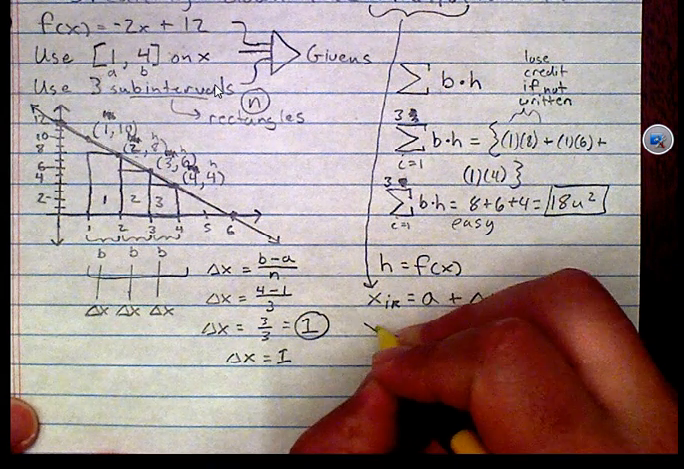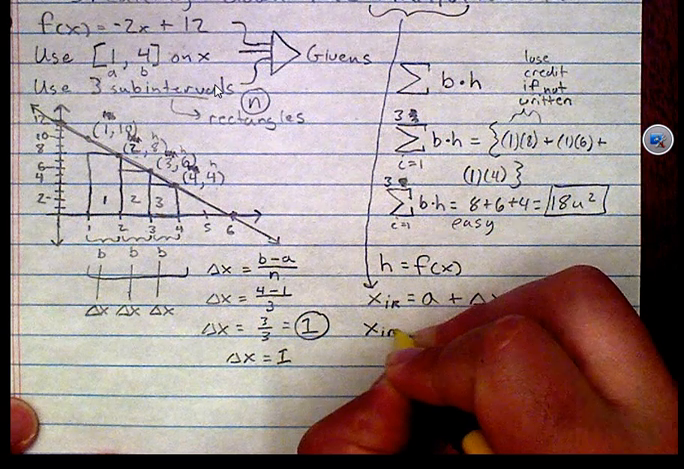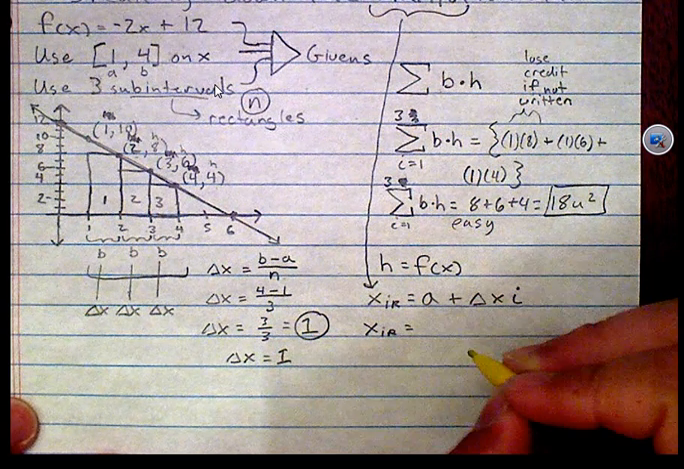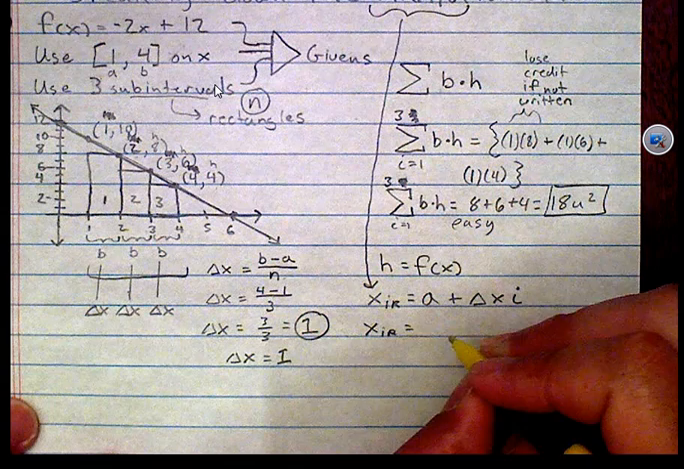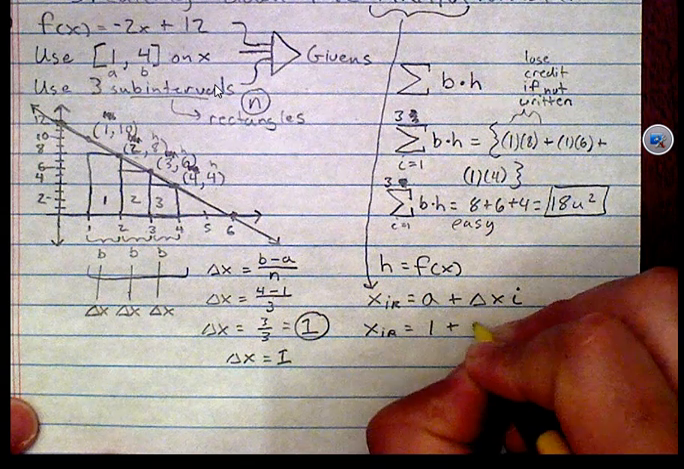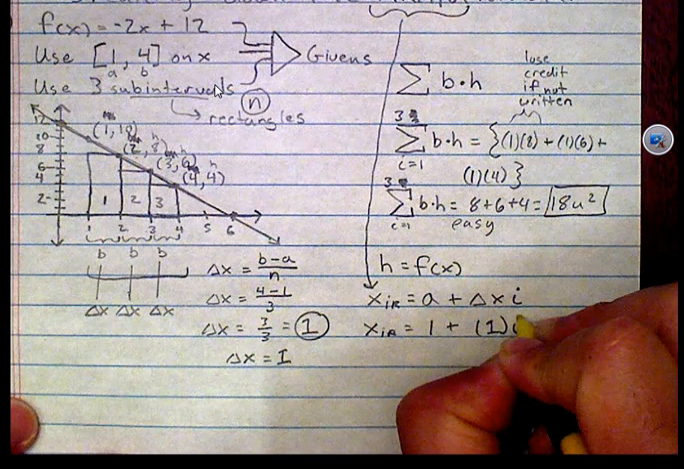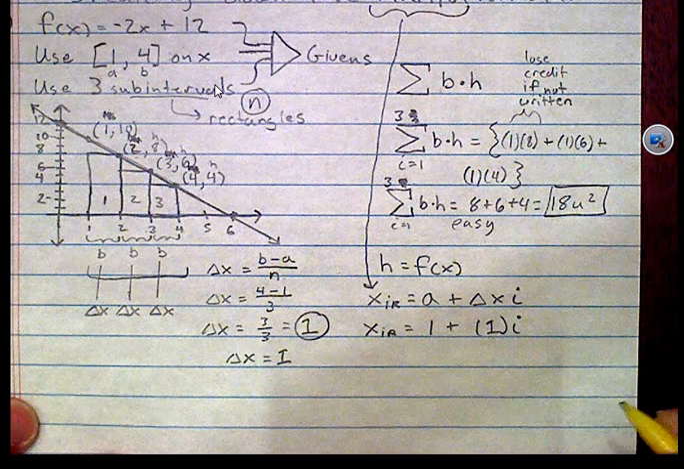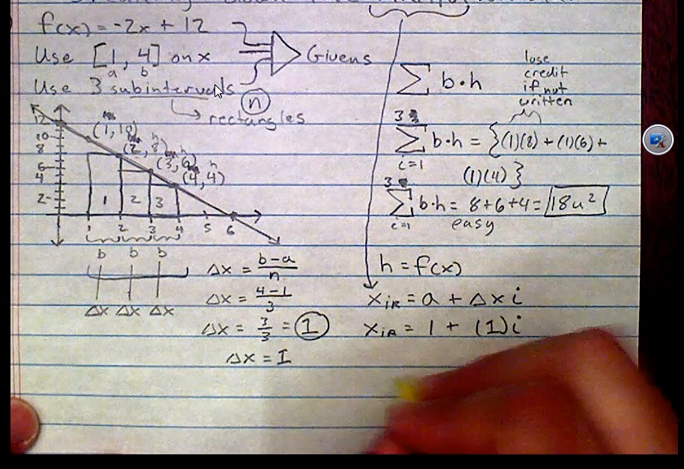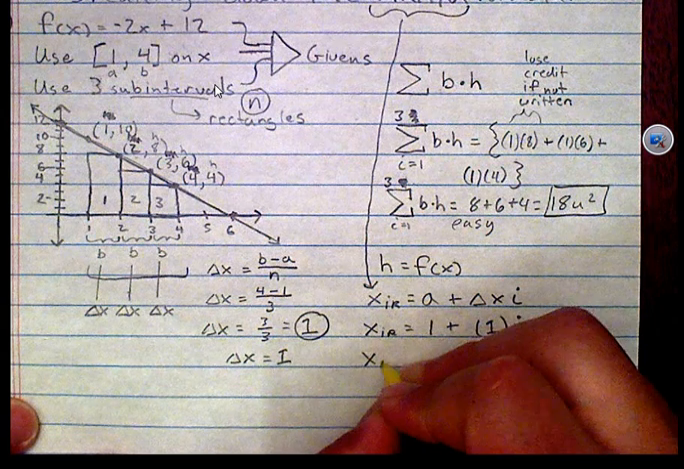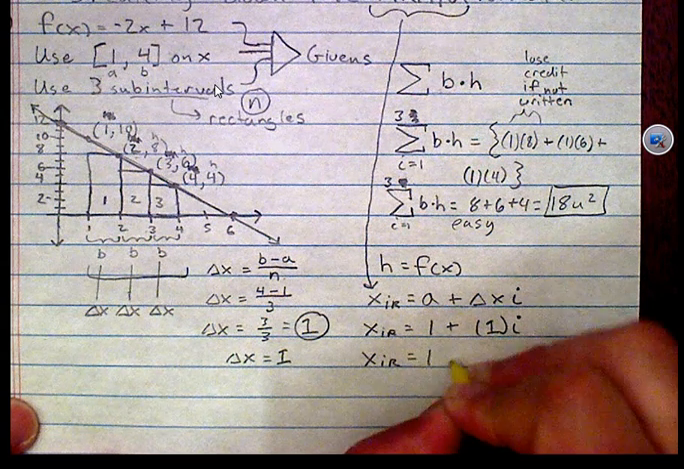So x of i is a. What's a? Well, a is 1. Plus delta x. What's delta x? Delta x is 1. Times i. What's i? Don't worry about it. We're not there yet. So x of i is 1 plus i.